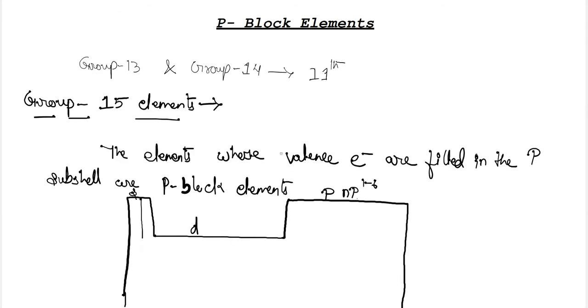Now moving further, in the p block elements we are going to start with your group 15 elements. In the periodic table, the first group in your p block is the 13th group, then comes the 14th group, the second group, and the third group in your p block is the 15th group element. For remembering purposes, I will tell you about the 13th group and 14th group elements also.